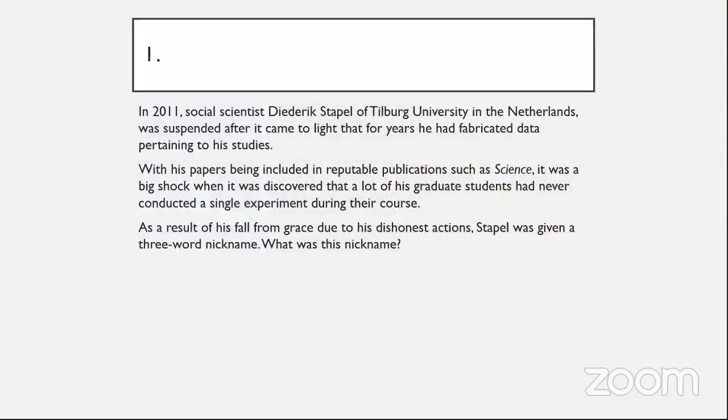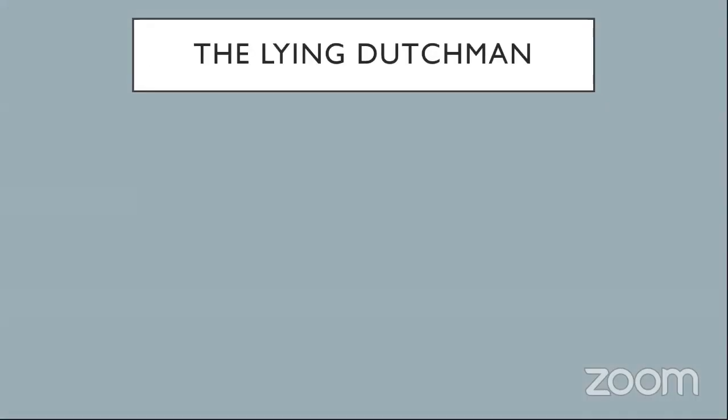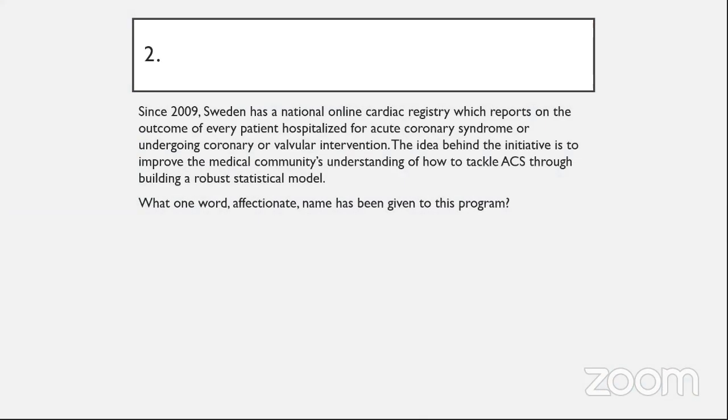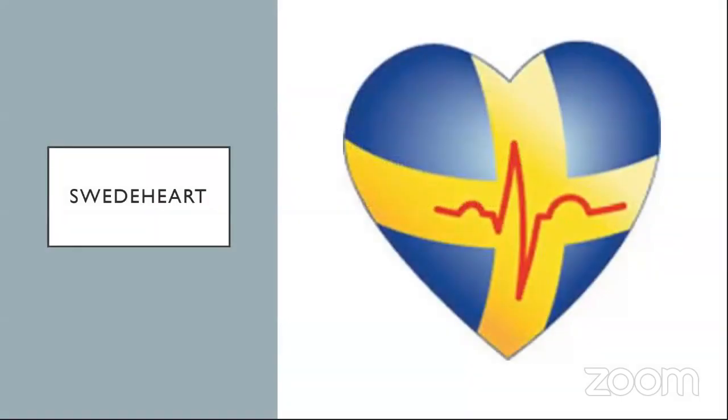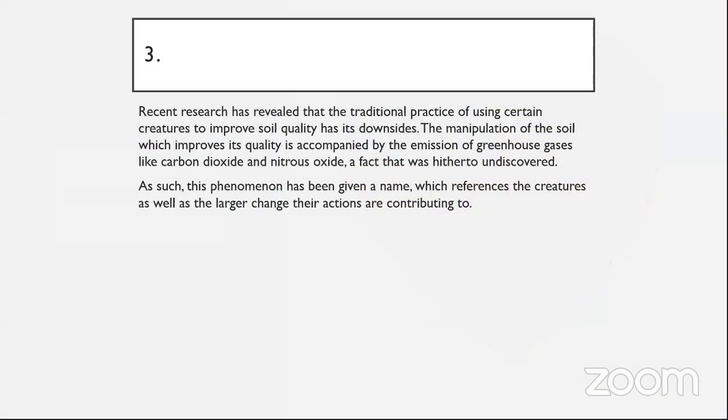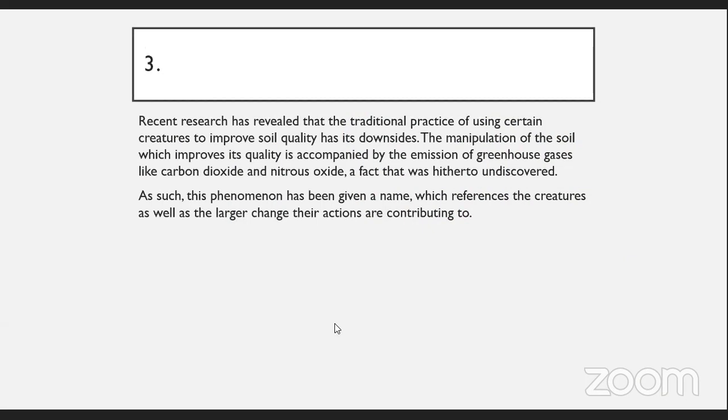So quickly, the first one. Any guesses for the first one? Dr. Doolittle. No. So Team 1 got this right. Does anyone want to take a gander from there? Yeah. So this is the Lying Dutchman instead of the Flying Dutchman. Second one. Sweetheart. Yes, Sweetheart. This is the one which everyone, I think, found the simplest. And the third one. Global warming. Yes, I was looking specifically for global warming.